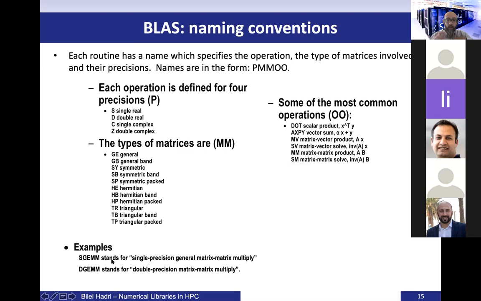Okay, so if we have to learn something, the name of the routine is easy to decode. It's not a hieroglyph, don't worry, it's very easy. You just need to remember what each letter means. So DGEMM stands for double precision, G is for general, and MM for matrix multiply.